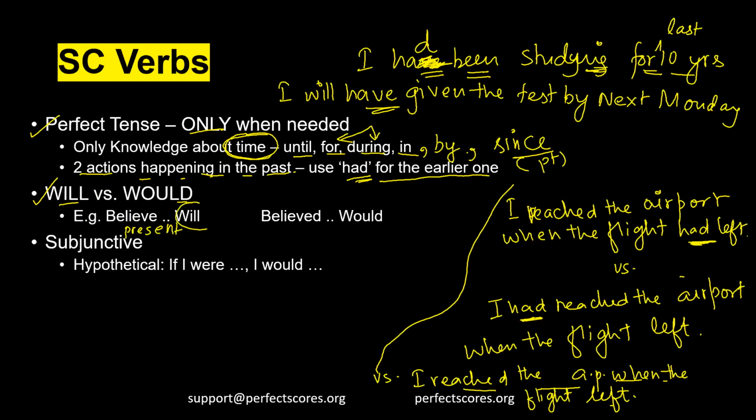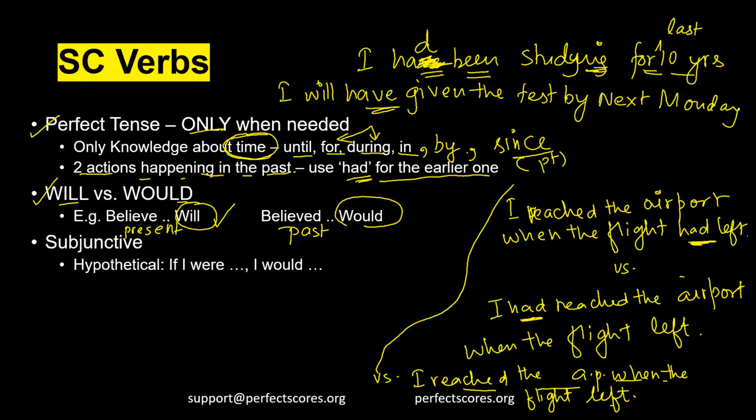And with that, you're talking about the future. So you use the will. But if you're talking about the past, so for example, I believed yesterday that I would give a practice test today. So you're speaking from a past point of view about the future.